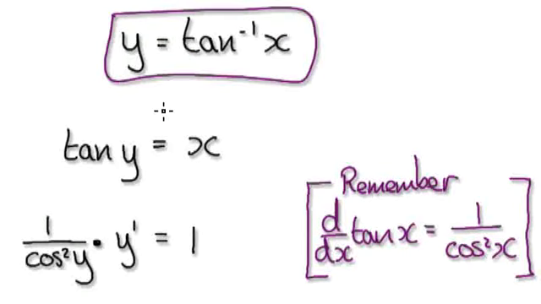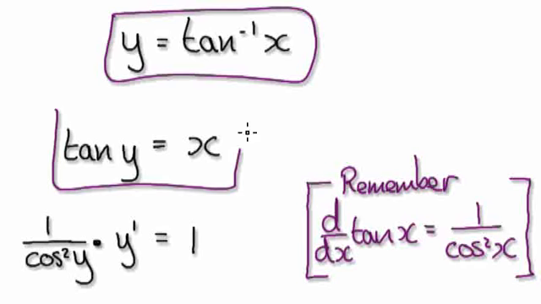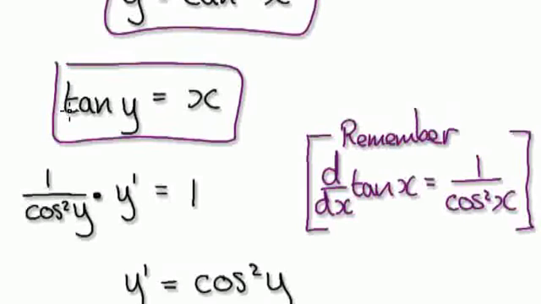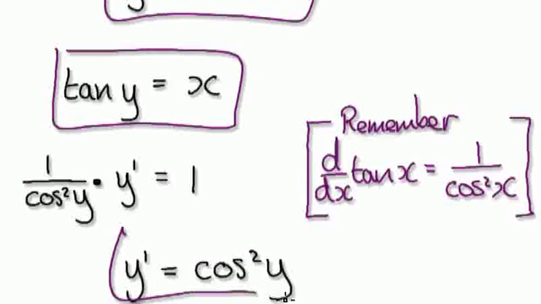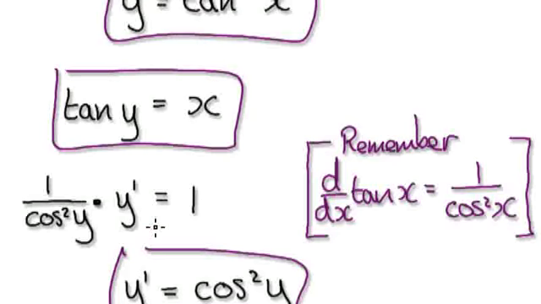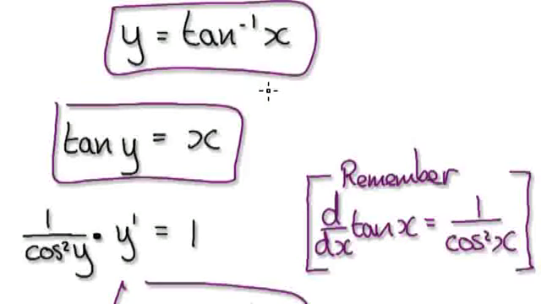You start with this, take tan of both sides. That will take you to this, and then we got to y prime equals this. Here's the cunning part. Looking at this stage here, we started here.